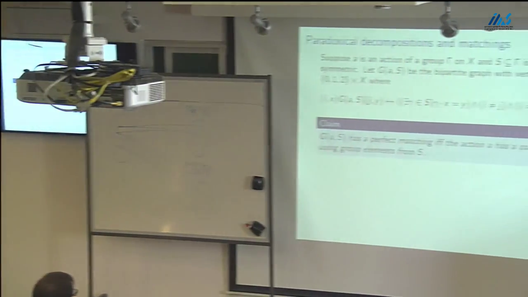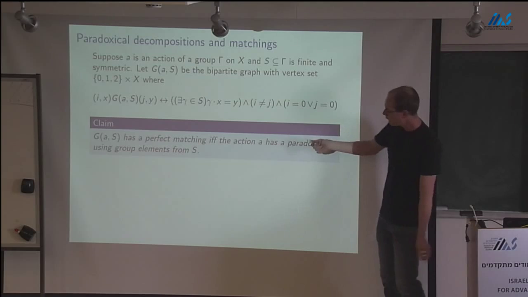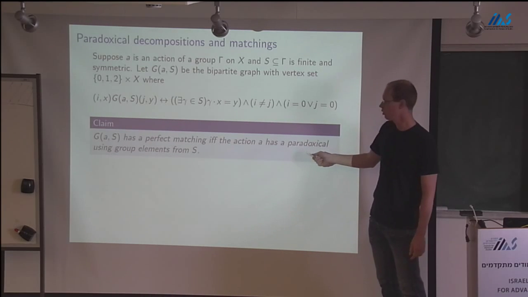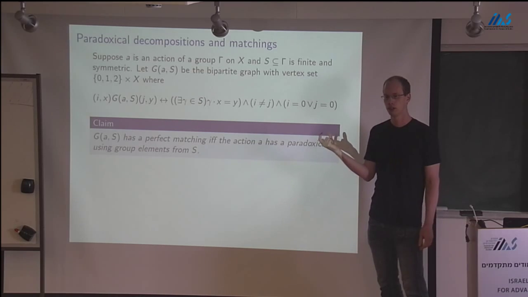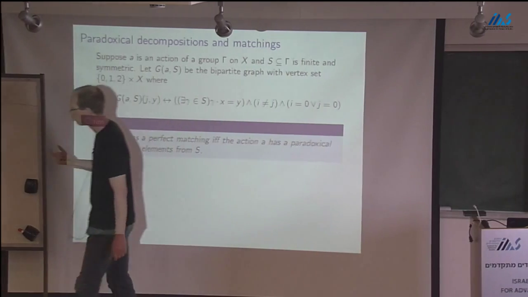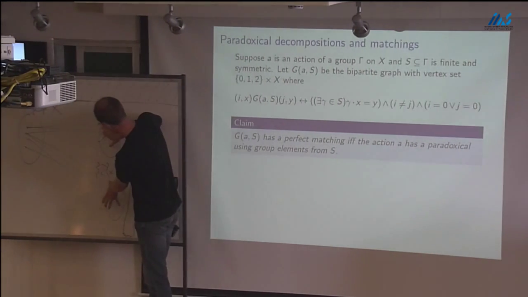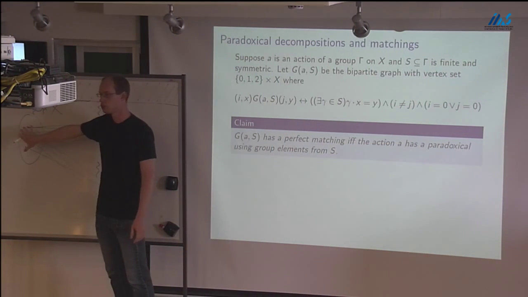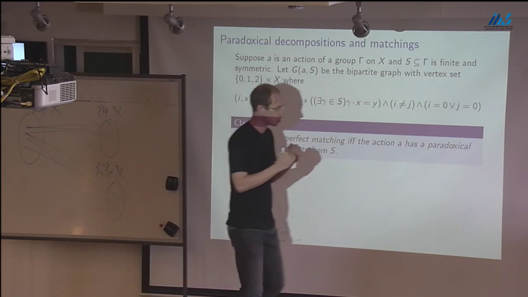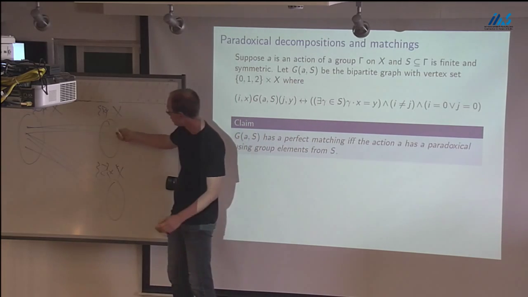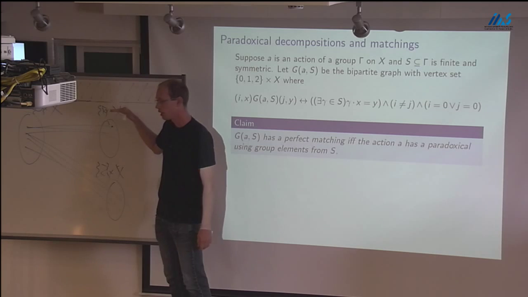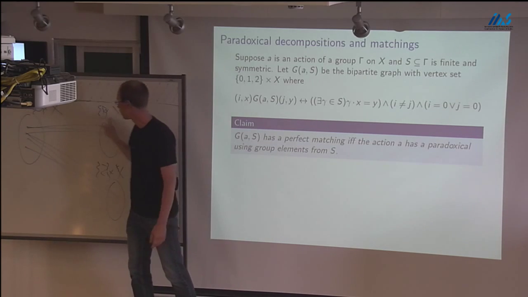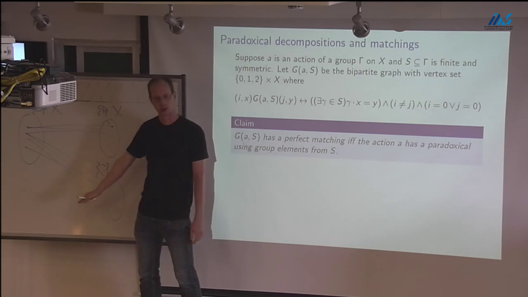Okay. So the claim is, this graph has a perfect matching if and only if the action has a paradoxical decomposition using group elements from the finite set S. And hopefully this should be intuitive. You want to biject two copies of X with one copy of X just using this finite set of group elements. And that's what a perfect matching gives you. Right, a perfect matching is a subset of the edges of the graph so that each vertex is incident to precisely one edge from the matching. So it's a bijection between this set and this set using only edges from the graph.